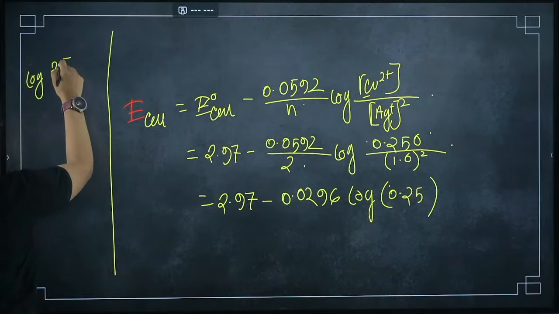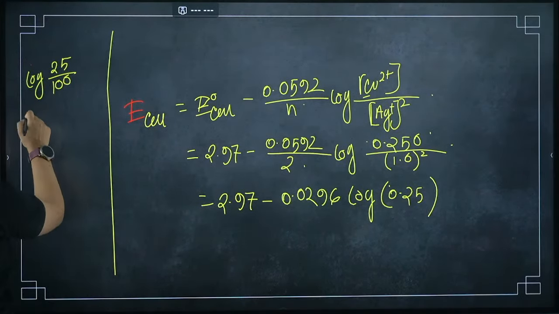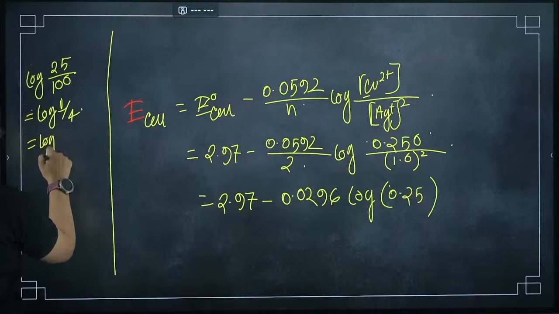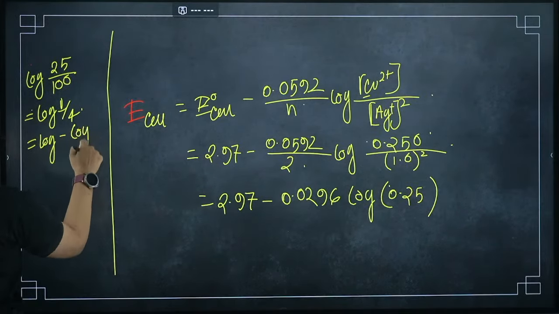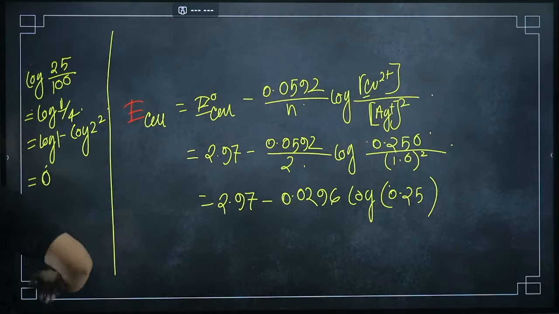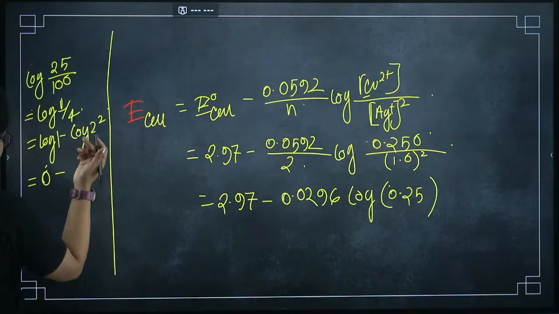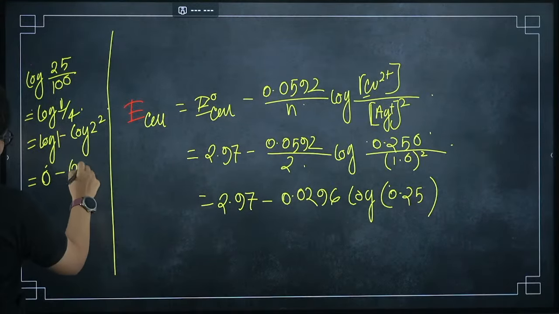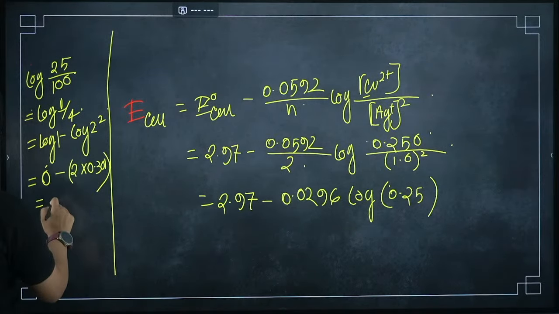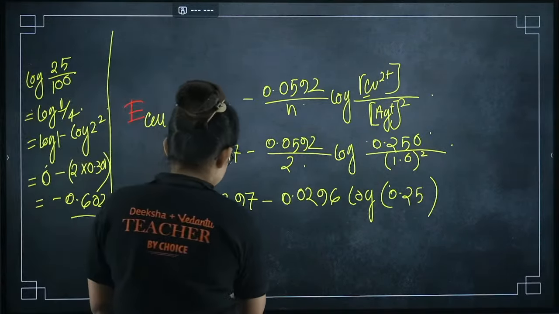Log 25 divided by 100, right? So from here I can write it in this way, log 1 by 4, right? From here log 1 minus log 2 square, right? From here log 1 is 0, I guess you know. And log 2 value, you know, 0.301, I guess. 2 into 0.301, right? So if you proceed with this, I will get minus 0.602.